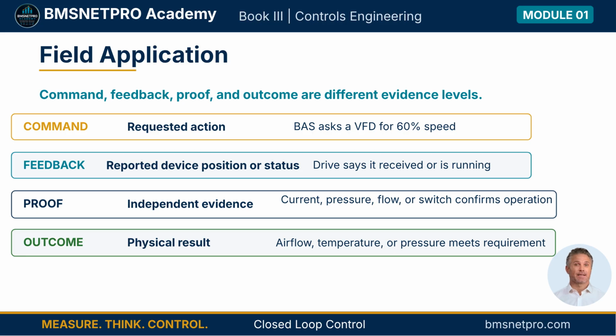For example, an AHU graphic may show the fan running because the BAS command is on. But if the VFD is in local hand mode, the BAS no longer controls speed. If current is present but airflow is low, the fan may be rotating but the system may still not be performing. Always ask, what level of evidence do I actually have?